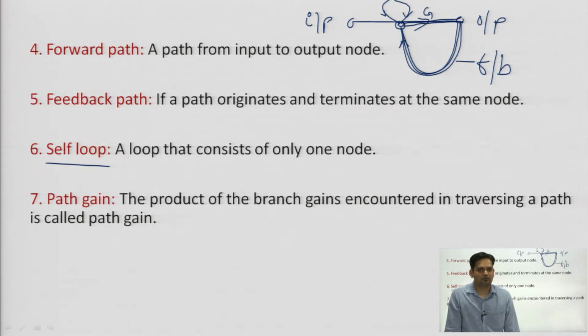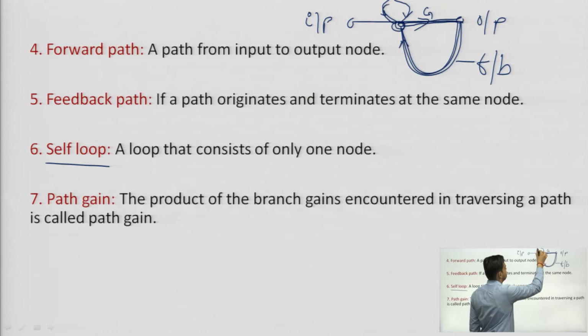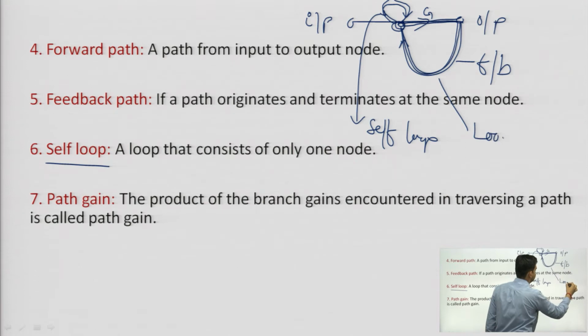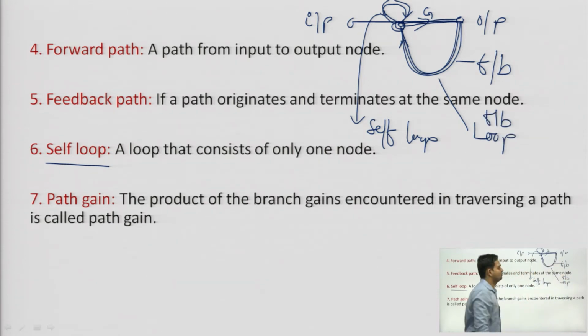And what is a self loop? If the loop contains a single node, we can say this is a self loop. So, this is a self loop, and this is simply a loop, or a feedback loop, because it contains two nodes. So, we can't say it is a self loop. I hope the definition of loop is clear to you.